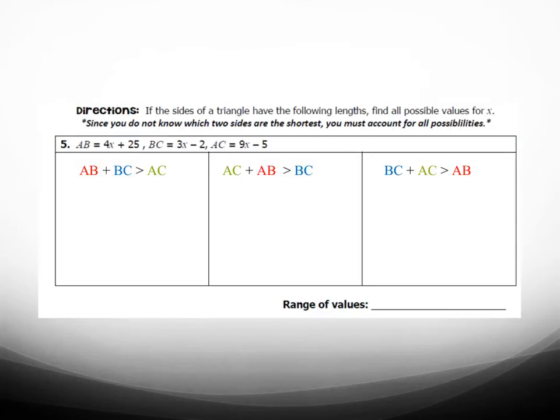The direction says if the sides of a triangle have the following lengths, find all possible values of x. So this is going to really check your algebra skills. We don't know which side is the smallest side, so what we have to do is take these two and make sure it's bigger than the third side.